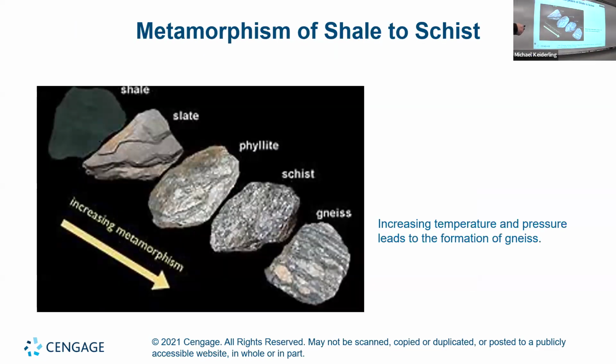So here's this process of shale turning to slate, turning to rhyolite, to schist, and then lastly to gneiss. And this is as temperature and pressure increase. And if you went beyond the temperature and pressure that gneiss forms at, the rock would melt.